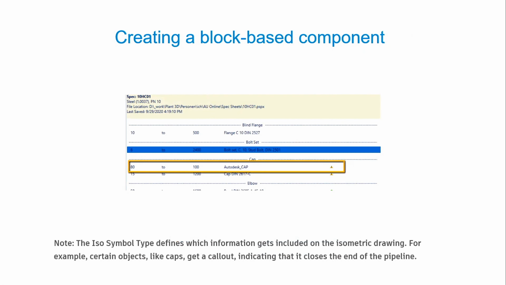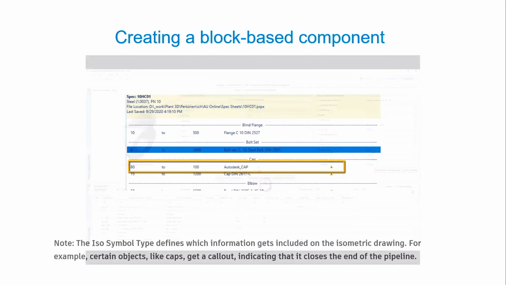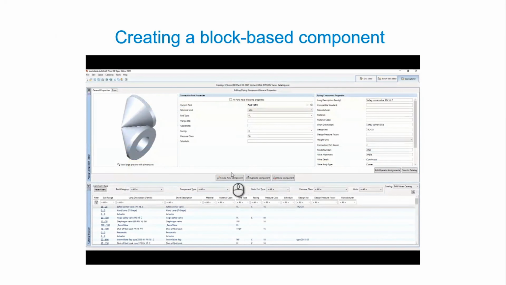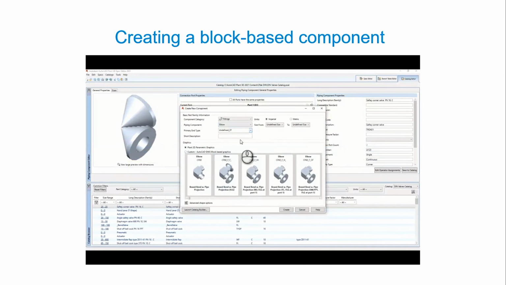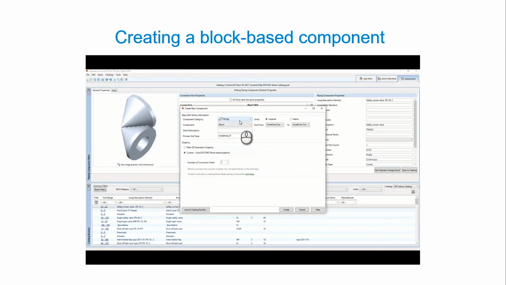Now we have to create a new component in the catalog and add it to a spec. Let us watch this short video. So I'm selecting custom AutoCAD drawing block-based graphics, selecting miscellaneous and the component cap. I'm adding a metric component from a size range 80 till 100. I'm adding a short description, which is here AU cap, Autodesk cap.